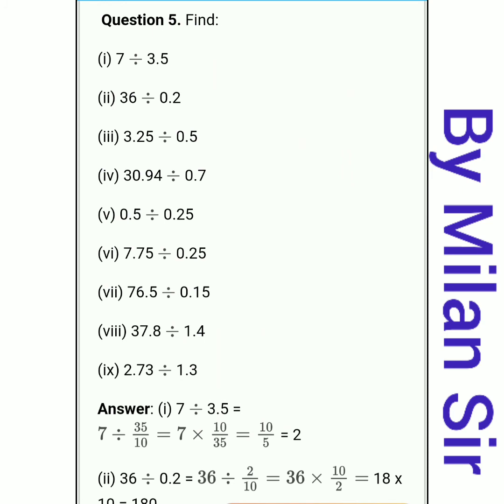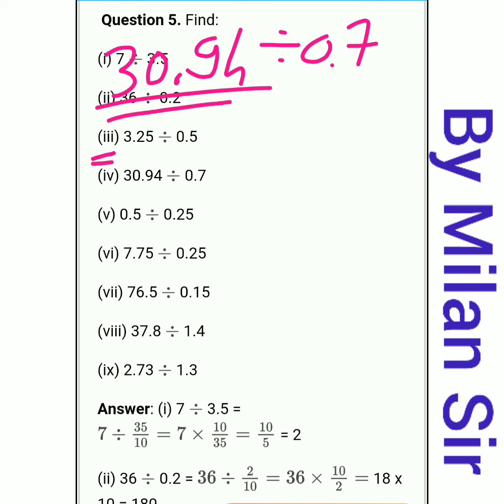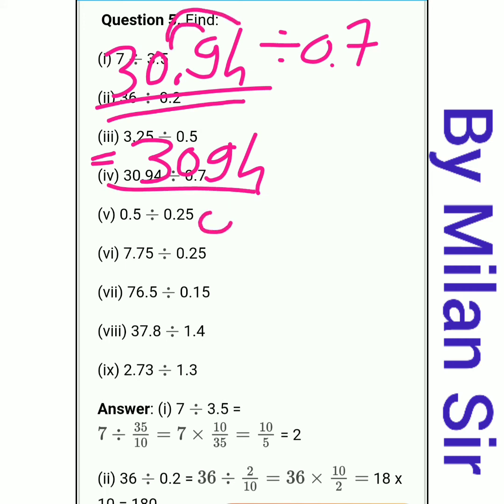Then question number 4. 30.94 divided by 0.7. First of all, convert these decimal numbers into fractions. So 30.94, ignore the decimal point, so it is 3094. For the denominator, after the decimal point we have two digits, so we put 1 and two zeros, that means 100.